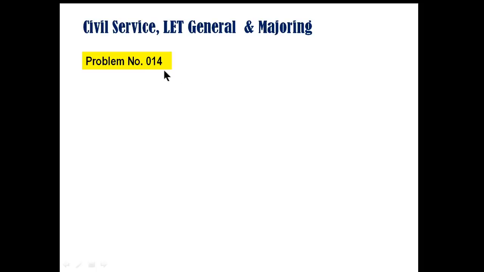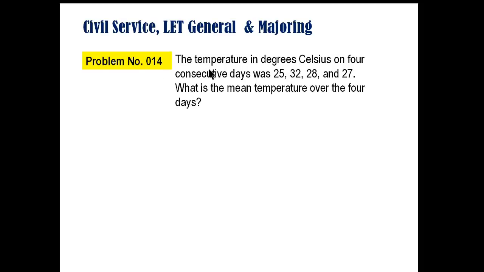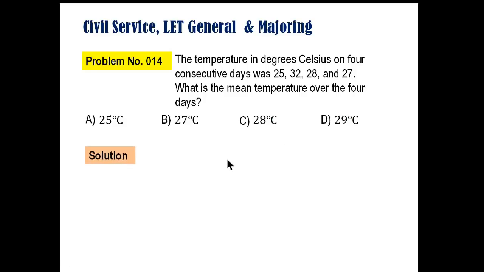Problem number 014. The temperature in degrees Celsius on 4 consecutive days was 25, 32, 28, and 27. What is the mean temperature over the 4 days? This is a problem in statistics. The choices are A, 25 degrees centigrade; B, 27 degrees centigrade; C, 28 degrees centigrade; or D, 29 degrees centigrade or Celsius. Alright, solution.